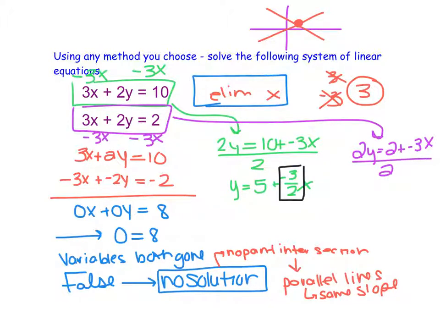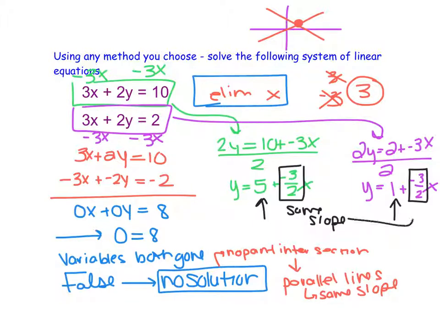Divide both sides by 2, y is equal to 1 plus a negative 3 over 2x. Again, I can see I have the same slope. So if you look here at these two equations, we have different y-intercept values, but we have the same slope. Which, remember, same slope means parallel lines, which means the two lines never intersect, which means there's no solution because there's no point of intersection.